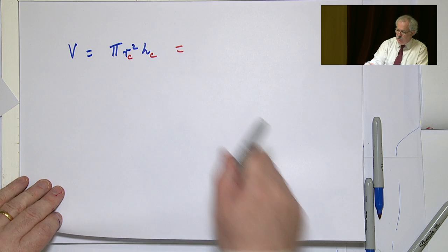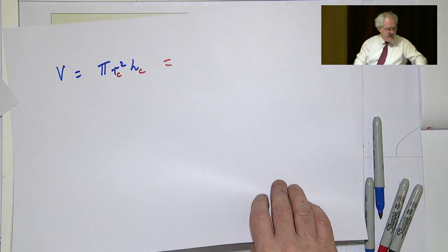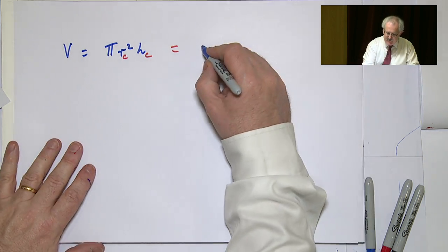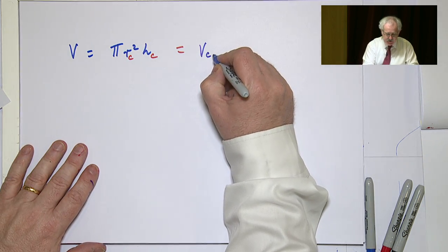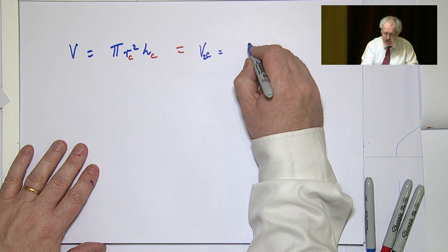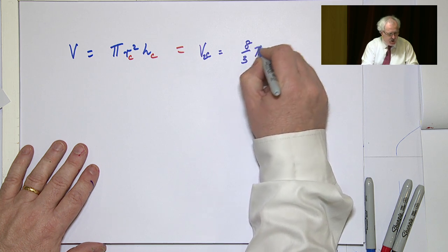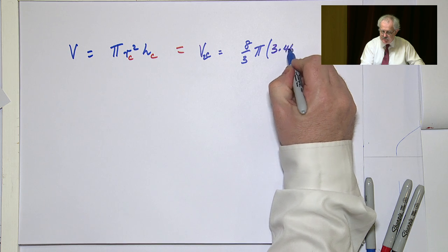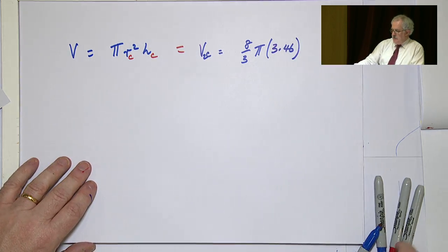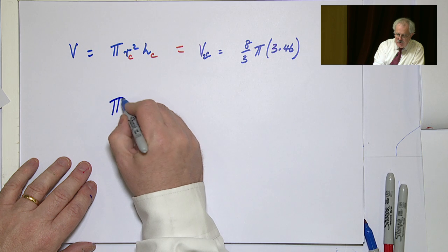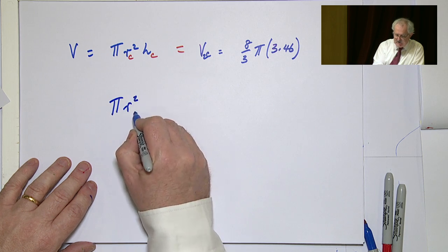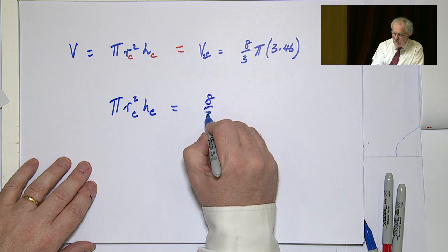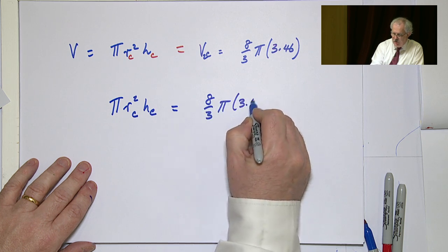And that has to equal all of the stuff we had gone to the bother of calculating for the 2 cones. The volume of the 2 cones turned out to be 8 over 3 pi times root 12, or 3.46. So effectively what we have is pi r_c squared h_c is equal to 8 over 3 pi times 3.46.